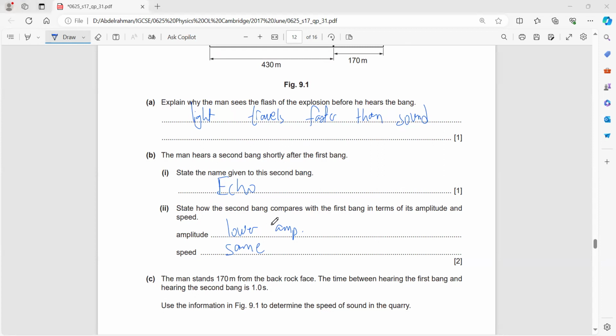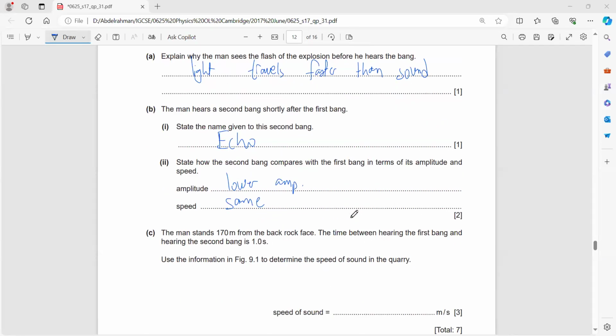If it's the frequency, would we say lower or the same? Frequency could be the same. But definitely the amplitude is lower. Why? Because the sound is quieter. It's a bit quieter.